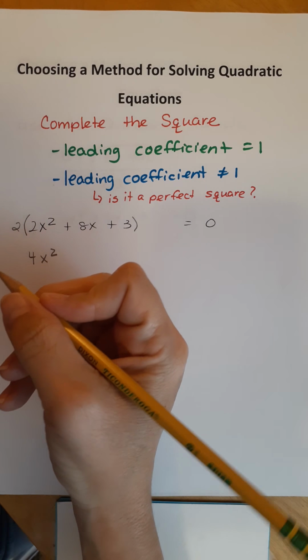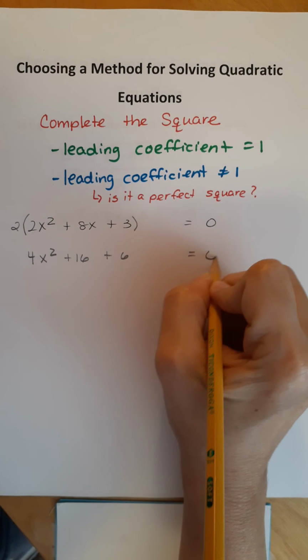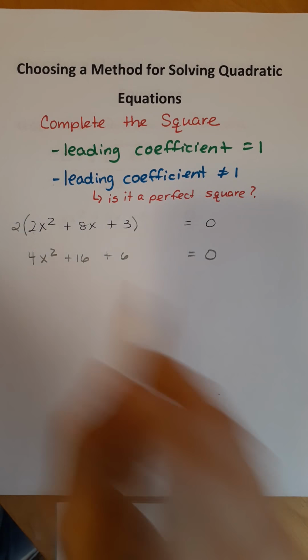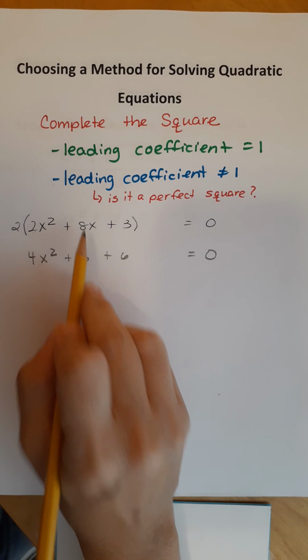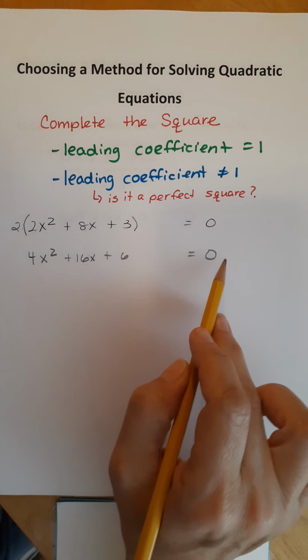And I get 4x squared plus 16x plus 6 equals 0. Okay? 2 times 2, 4. 2 times 8, 16. Oops, I ate the x. Let me put it there. And 2 times 3 is 6, equal to 0.